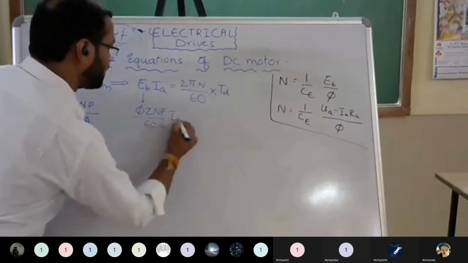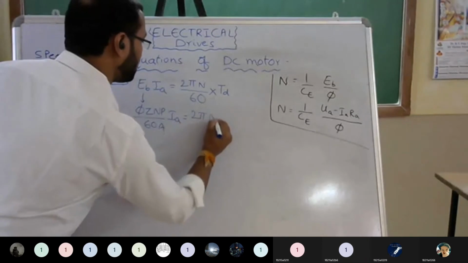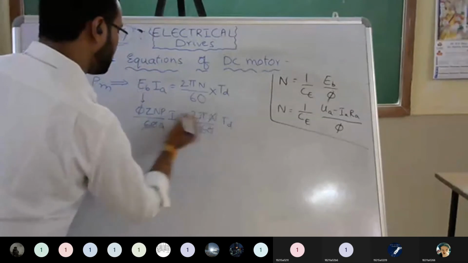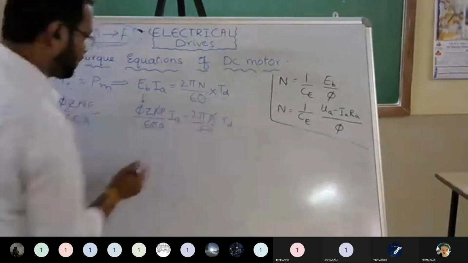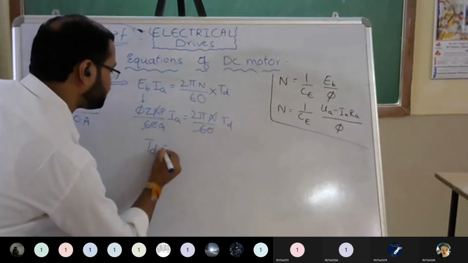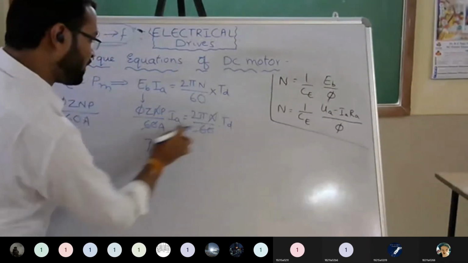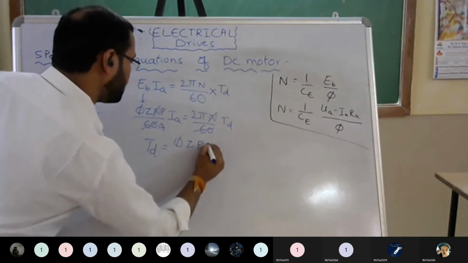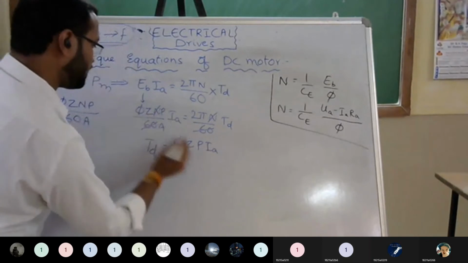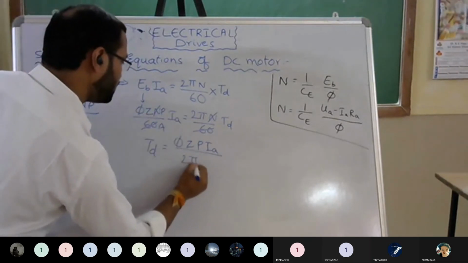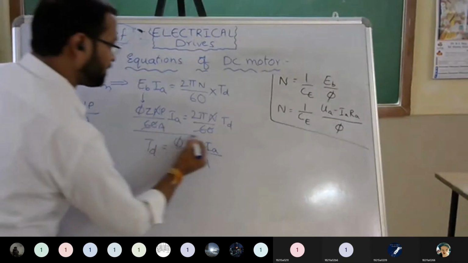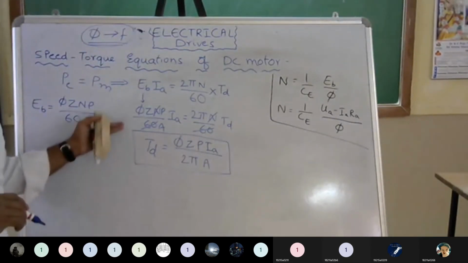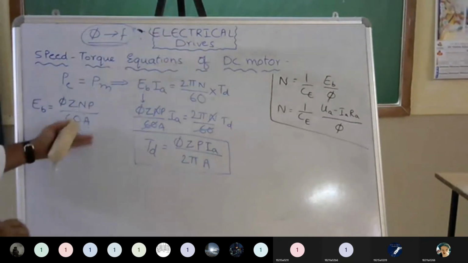Here we have IA. So EB into IA is equal to 2 pi N by 60 into TD. The 60 cancels, N is cancelled. Now we want the TD formula. So TD is equal to, 2 pi will come to this side, so TD is equal to phi Z P IA by 2 pi A. This is the torque equation. The same equation you can derive by other methods also, but this one is the easy method.